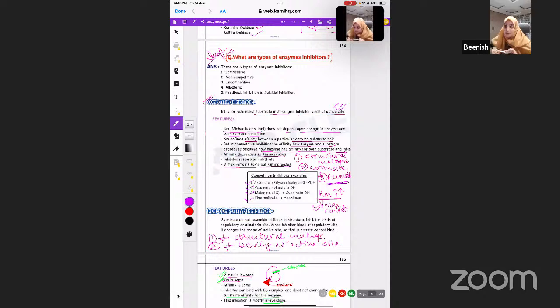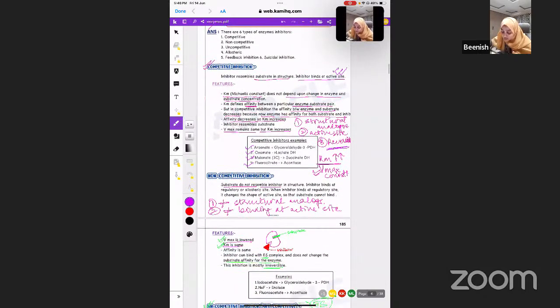The inhibitor is not a structural analog, that is, it does not resemble the substrate, and it is also not binding at the same site as the substrate, that is the active site. It binds to a site other than the active site. But here what is happening? Your Km is going to remain the same and Vmax is lowered.